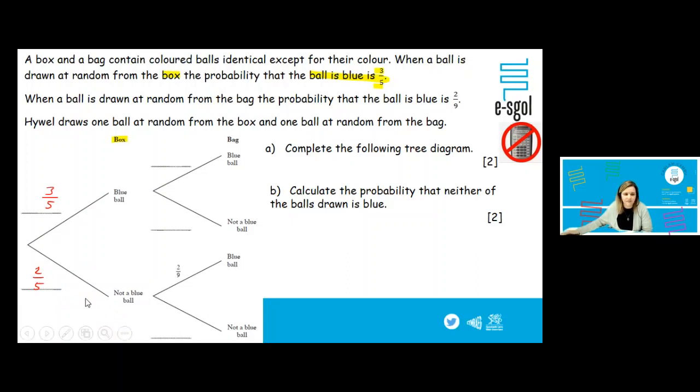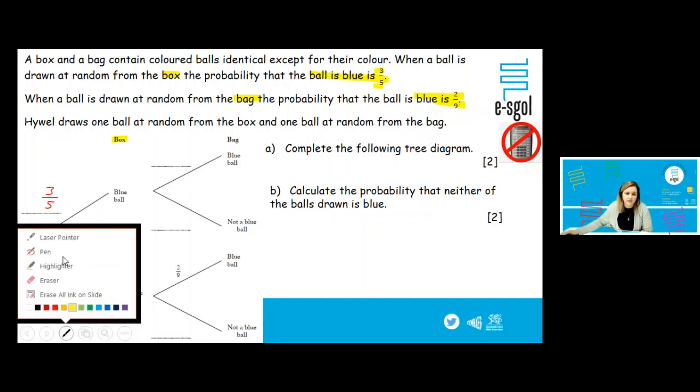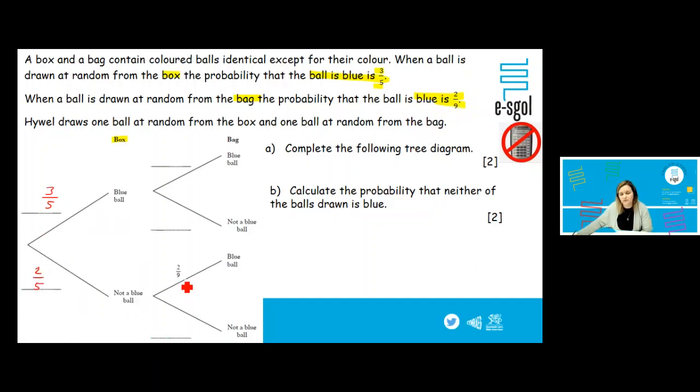Now I'm going to carry on reading the information at the top. When a ball is drawn at random from the bag, okay, so we're now onto the right-hand side of this tree diagram. For the bag, the probability the ball is blue is 2/9. Now, you should notice at this stage that one bit of information on the right-hand side has already been filled in for you. That is just to make sure that you know that it is the same thing going on in the top section as it is on the bottom.